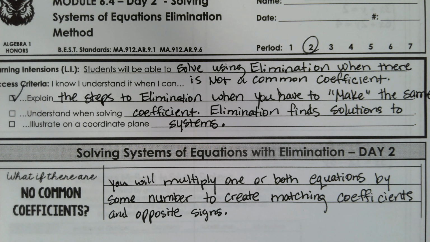What it would be to be successful today: you would be able to explain the steps to eliminate when you have to make the same common coefficient, and know that elimination finds solutions to systems. So that's our ultimate goal, is to find the solution, okay?